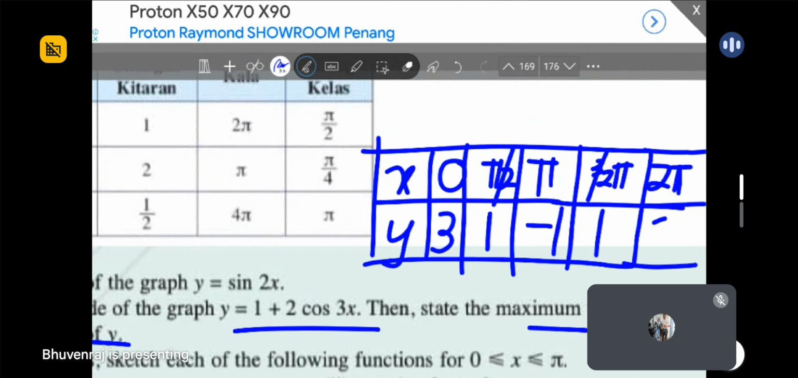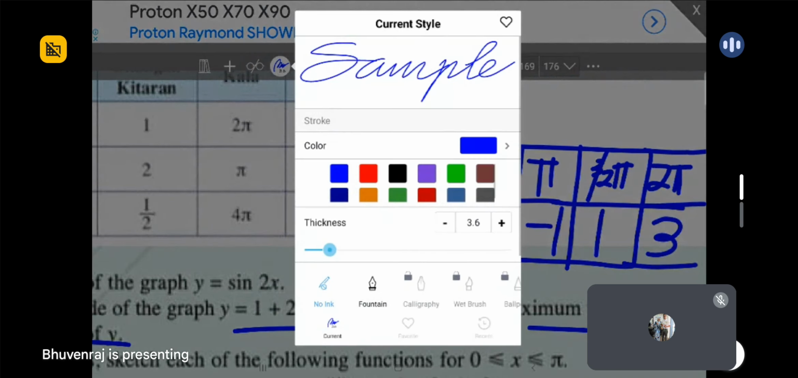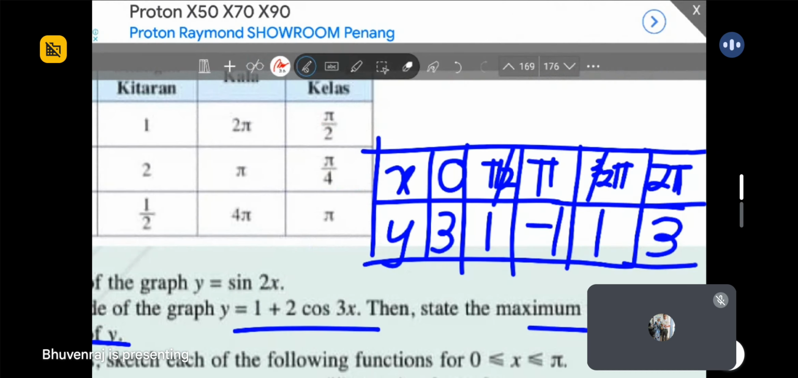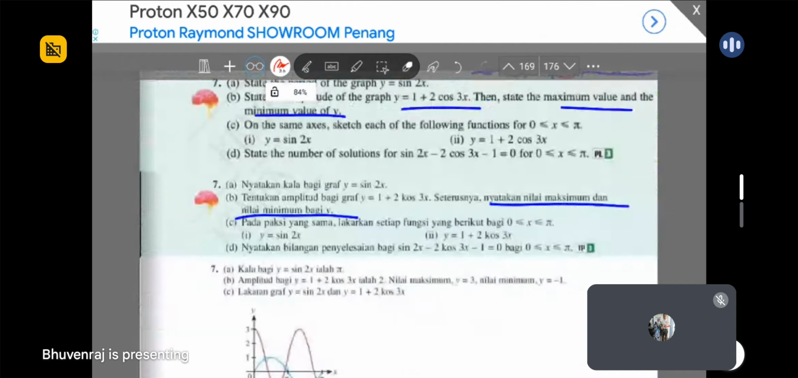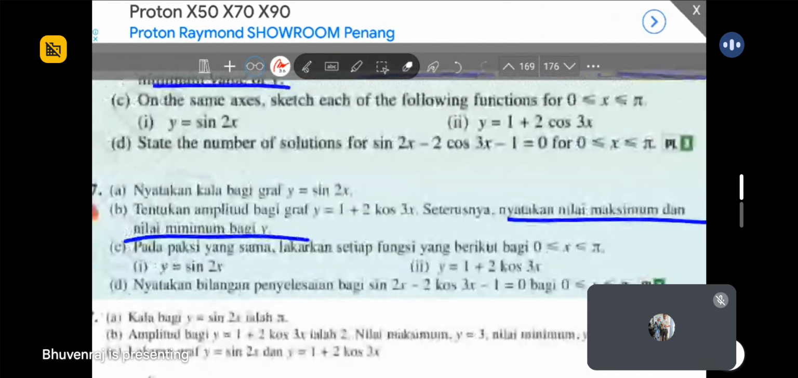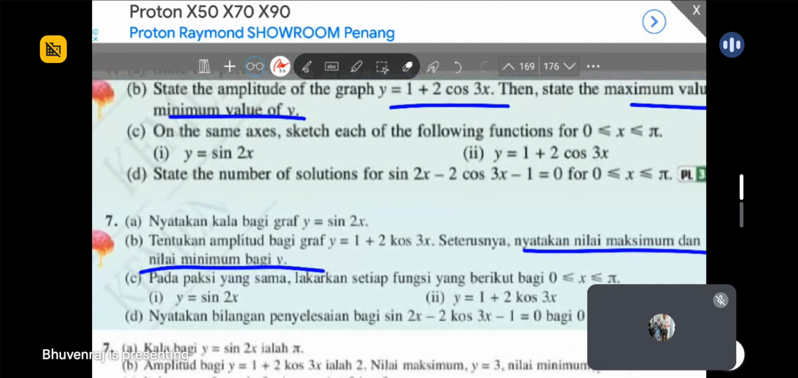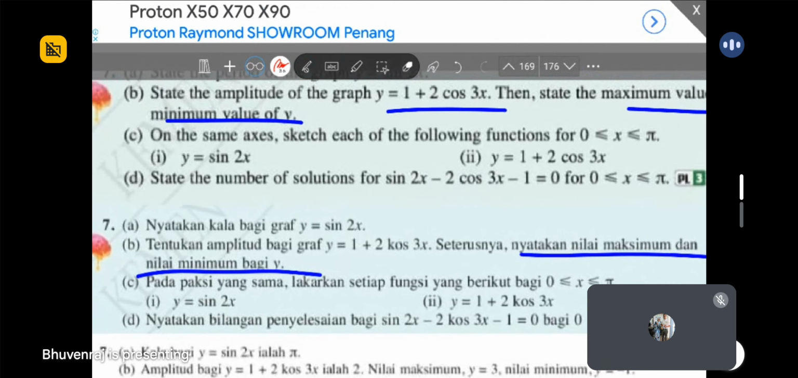So guys, you can actually see a pattern already over here. Ada pola. So guys, what is the maximum value here? 3. 3 adalah nilai maximum. What's the minimum value? -1. So -1 is your minimum y. That's all. You already get the answer. So inilah jawapan dia. That's why I say guys, with the table method you can get a lot of information. Boleh dapat banyak maklumat. Alright?